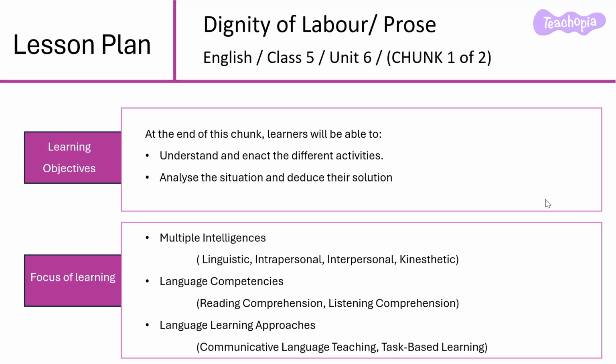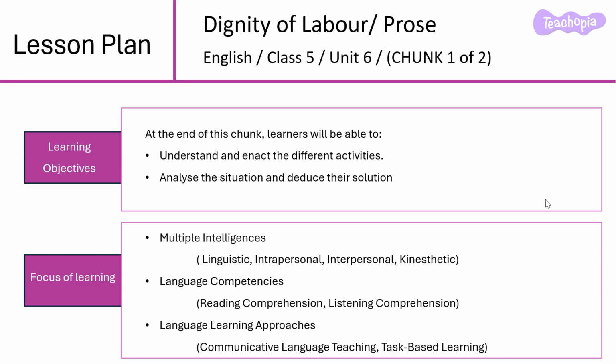Linguistic intelligence. This refers to the ability to use language effectively, both spoken and written. People with this intelligence are often good at reading, writing, storytelling, and memorizing information. Intrapersonal intelligence. This is the ability to understand oneself, including one's own emotions, motivations, strengths, and weaknesses. People with this intelligence are often introspective and self aware.